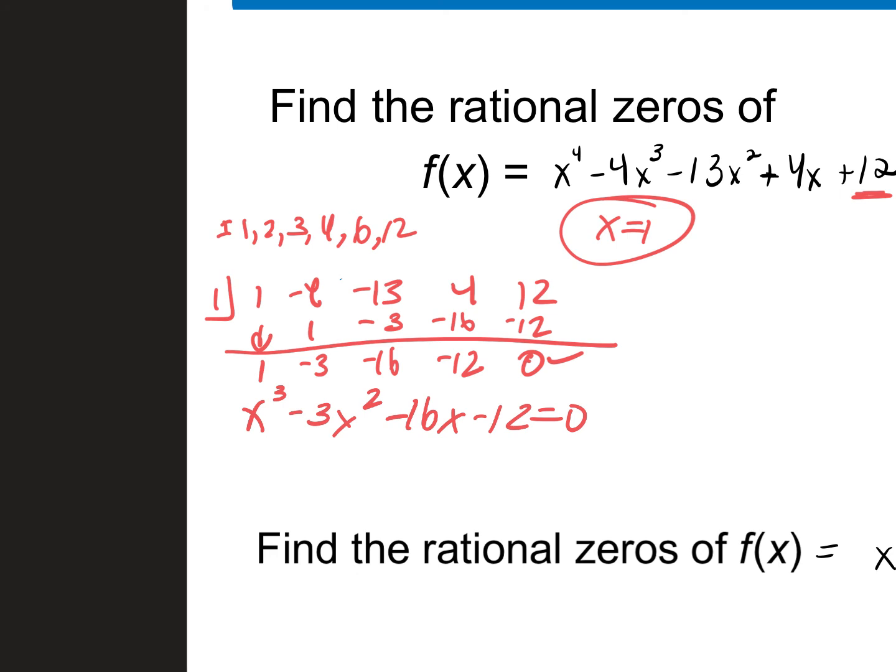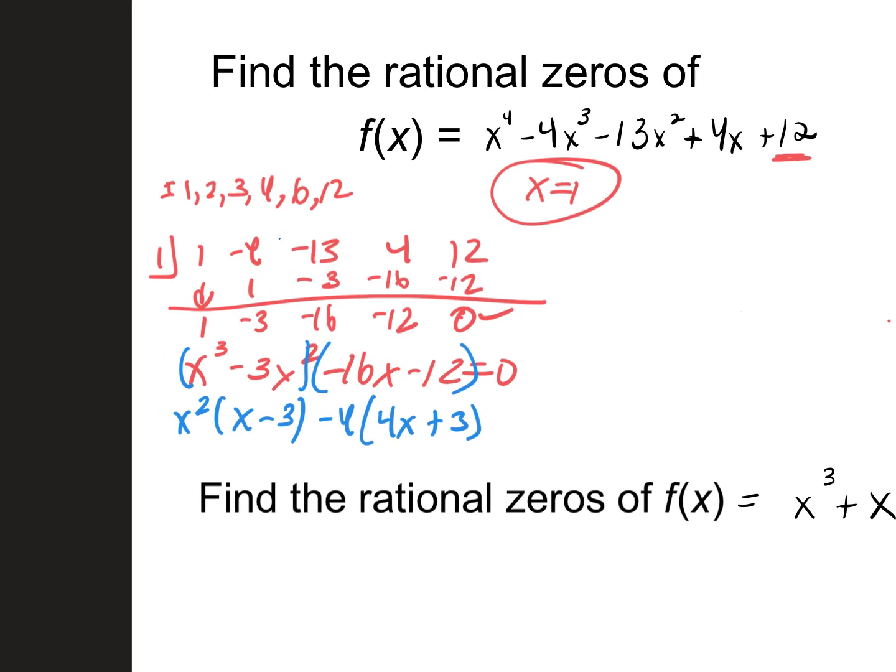So GCF, no. Let's see if it factors. Let's see if we can group. So I'm going to group the first two and the second two. So here I can take out x squared, x minus 3 in parentheses. I'm going to take out negative 4, and that leaves me with 4x plus 3. Does this factor nice and pretty? Can I group this and it works out nicely? No. So that means I'm going to have to use my synthetic division again.